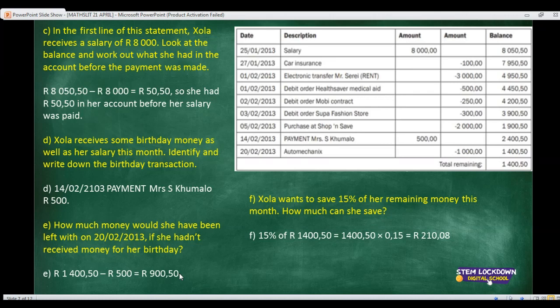So this is how it works with the accounts and the balances. It's just basic subtractions and additions. It should be easy to navigate and move around.